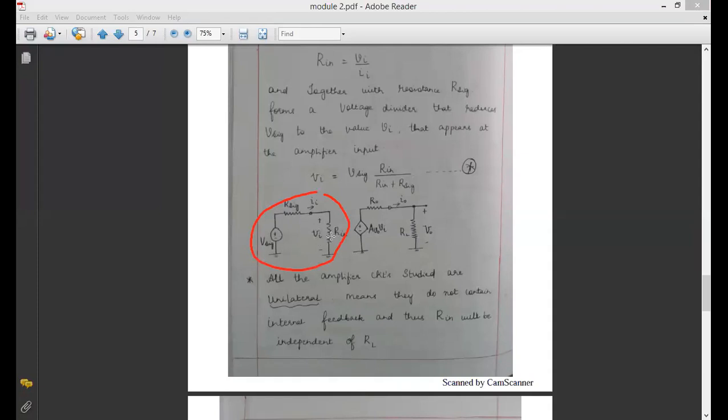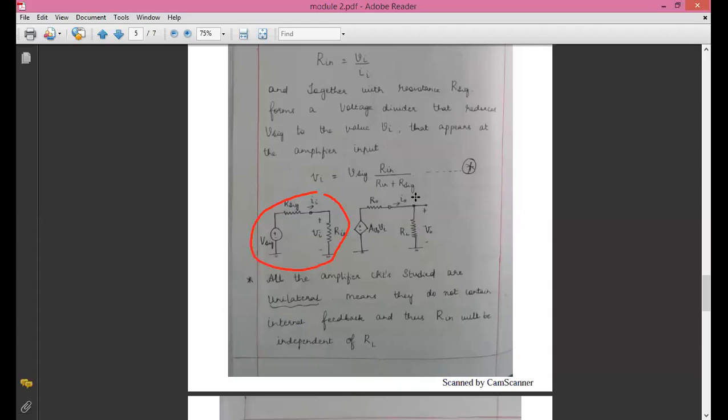See, we have to find the overall gain V naught by V signal. To find the overall gain, we have to multiply the output port gain into the input port gain. So to find the output port gain, we have to find the output voltage V naught. How to find the output voltage V naught, Prithvi? Applying the voltage divider rule. V naught is equal to AV naught of VI into RL by RL plus R naught.